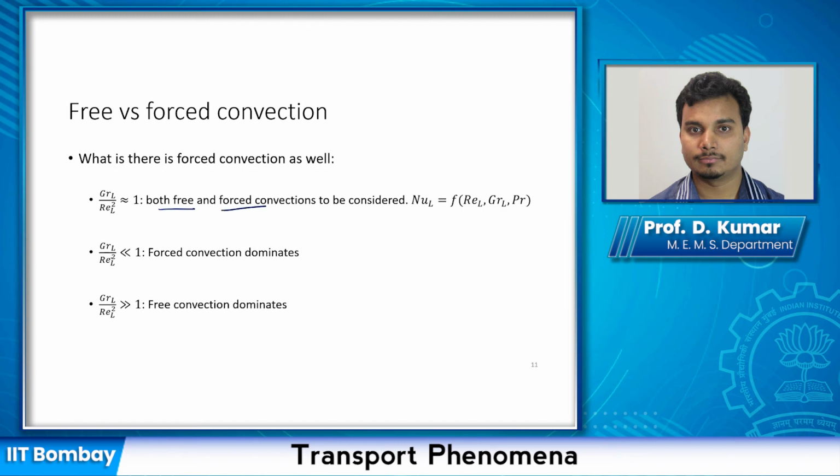If your Grashof number is much smaller than Reynolds squared, then forced convection dominates. Here you should recall that Reynolds number is defined as VL by nu. If your Grashof by Reynolds squared is much greater than 1, then you have free convection, which is the case if you have a stagnant medium where velocity is very small. So Reynolds number is very small, and this ratio will be much greater than 1. In that case free convection dominates, and you can ignore the forced convection.